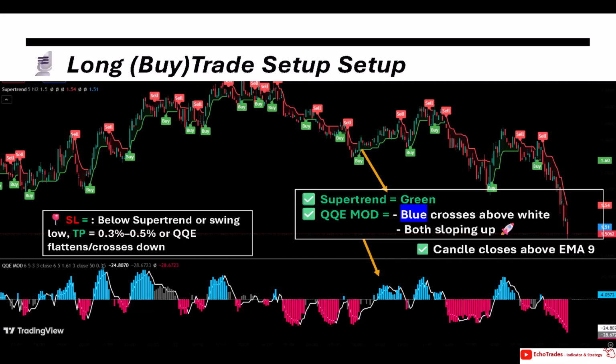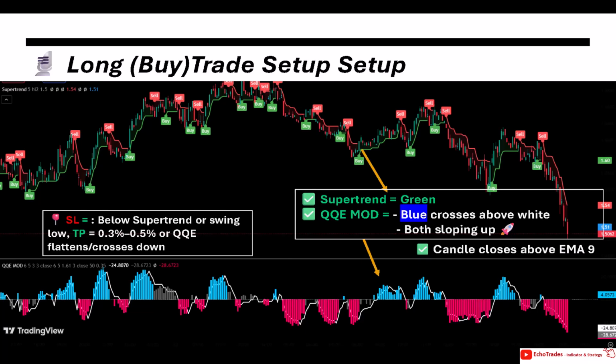Makes sense. Now, I know some people like extra confirmation. There's an optional filter, the EMA9. For sure. You can add the EMA9, exponential moving average, period 9. If you use it, you want to see the candle close above the EMA9. It's not strictly necessary. The first two conditions are powerful. But it can act as an extra filter, helps weed out potentially weaker setups, and adds another layer of confluence. Okay, so recap: Supertrend green, QQE blue crosses above white, both sloping up, and maybe a candle close above EMA9.